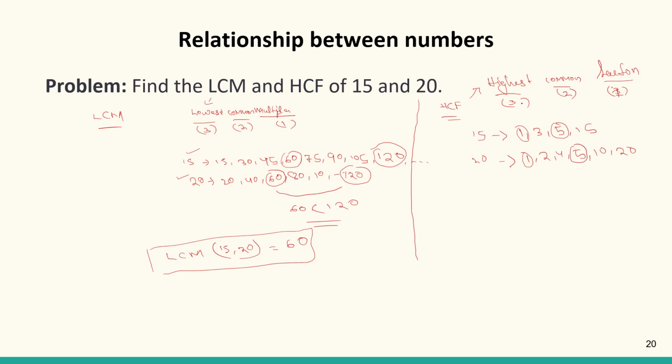So what is the highest one then? First we saw the sequence of factors, then we found out what the commons are, and then we need to find the highest. So only 1 and 5 are there. What is the relationship between these two? 1 is less than 5. So what is the highest common factor? It is 5. So the HCF of 15 and 20 is nothing but 5. Okay, this is the final answer.